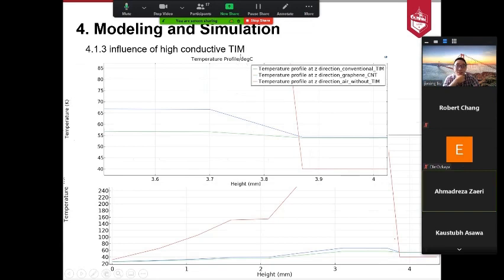Sorry. The real temperature shown here is in degrees Celsius. I made this figure based on this part, and maybe there is some error here, but the real value is shown in degrees Celsius. Okay, I get it.